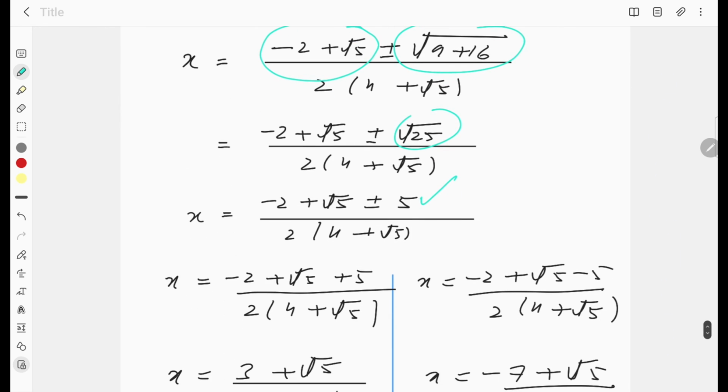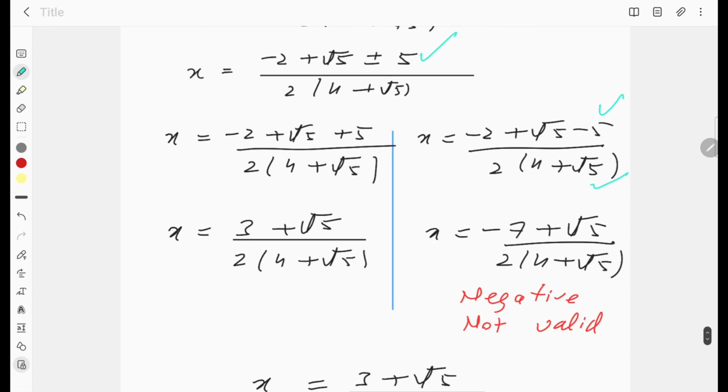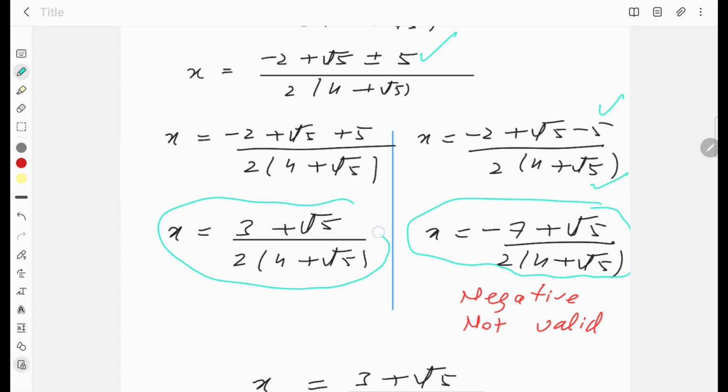So there are two values, x equals minus 2 plus 5 over 2 bracket open 4 plus under root 5, and minus 2 minus 5 over 2 multiplied by 4 plus under root 5. On simplification, I'll get this value of x, and this is the value of x.